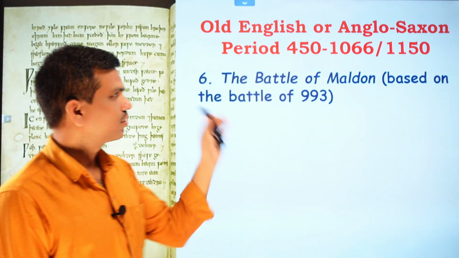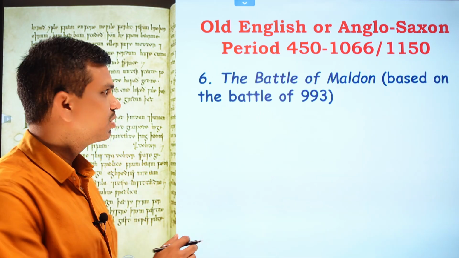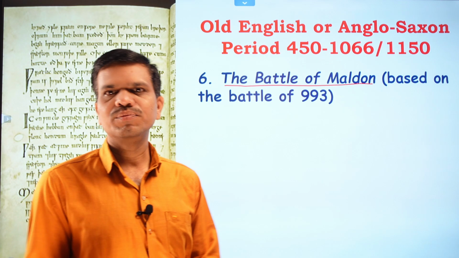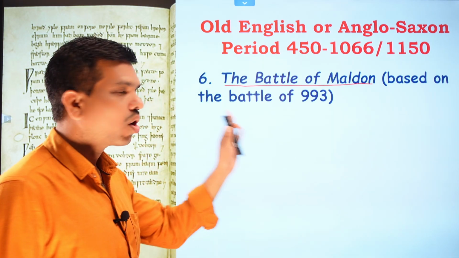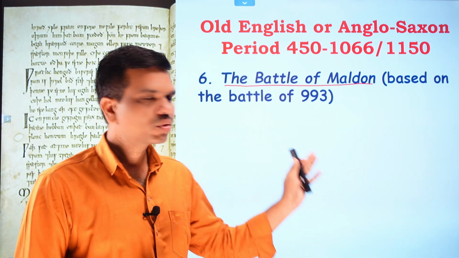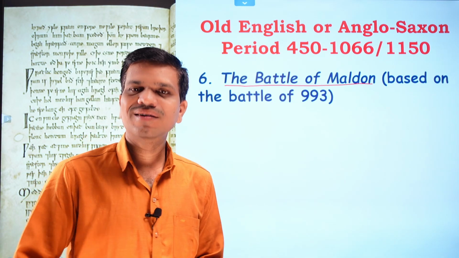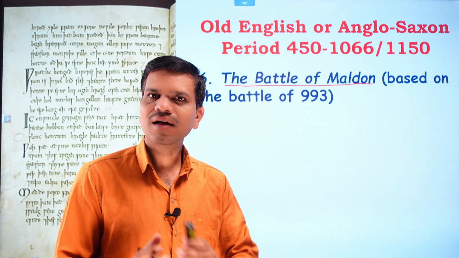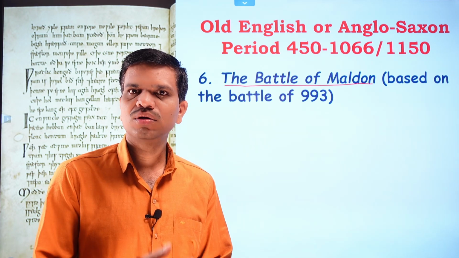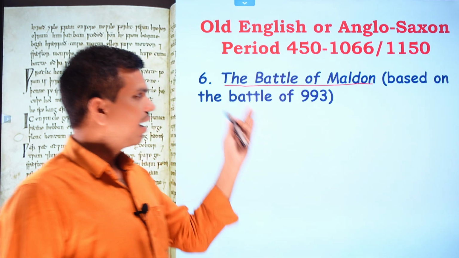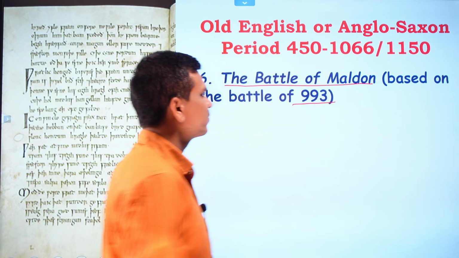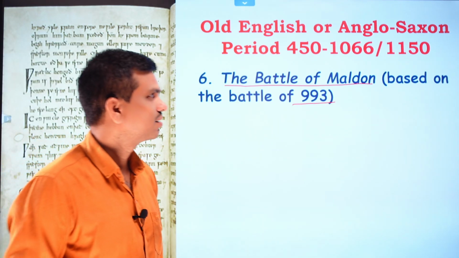And the last poem which is important in this period is the Battle of Maldon. So these are among the earliest poems composed in English literature. The authorship, or who is the poet of these poems, is not known. So anonymously these poems occur in English literature, and there are 4 oldest manuscripts, for example the manuscript of Vercelli or the Exeter Book, and there this literature is found, and this is again based on the Battle of 993, the Battle of Maldon.